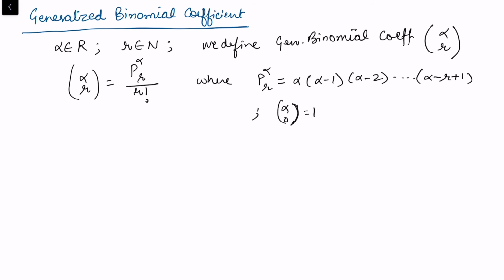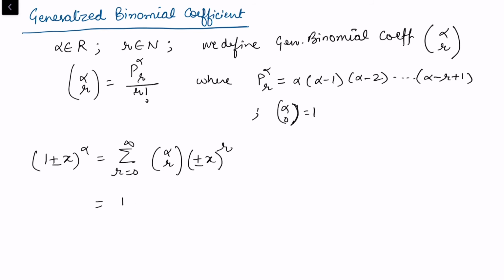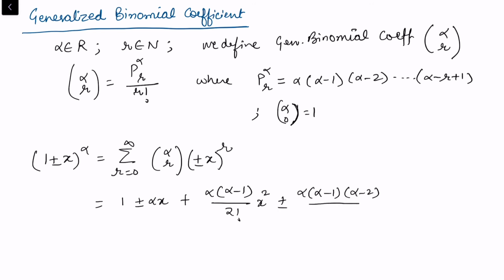So we can write down this expression, and for this case once we have set up this system, we can write (1 plus minus x) raised to power alpha. This is equal to summation r goes from 0 to infinity alpha choose r (plus minus x) to the power r. And if I open the series, we get the same: 1 plus minus alpha x plus alpha into (alpha minus 1) divided by 2 factorial x square plus minus alpha into (alpha minus 1) into (alpha minus 2) upon 3 factorial into x cube plus so on.